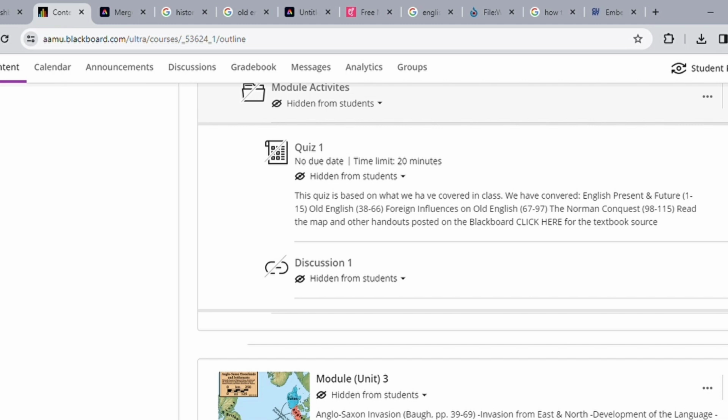You have quiz 1 and discussion 1 due by the end of this week. The quiz and the discussion are based on the materials posted on this module and what we have covered on pages 14 through 38.